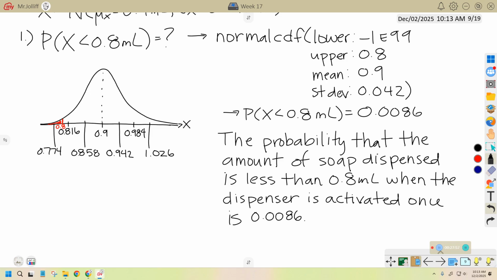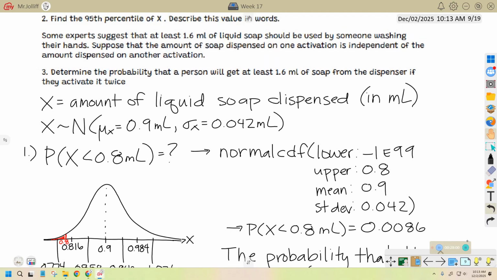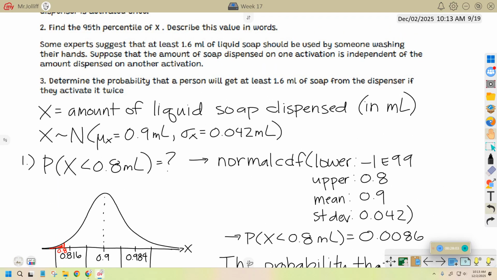There are 2 more parts to that question, because it's an FRQ. It always has multiple parts. So part 2 says find the 95th percentile of X. Describe this value in words. I don't have to redo this part. It's at the top of my paper. Once it's on there, it's on there.